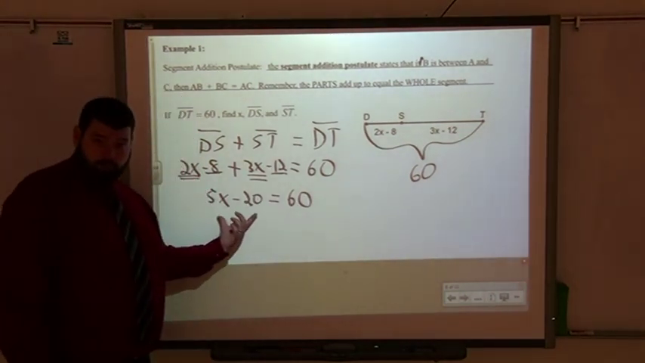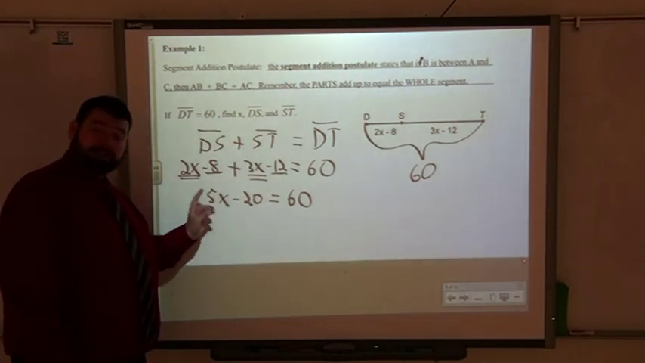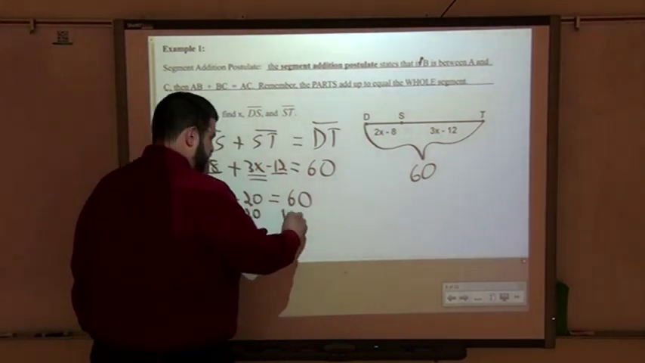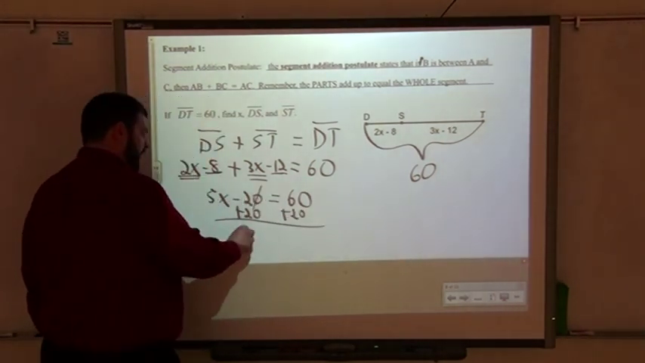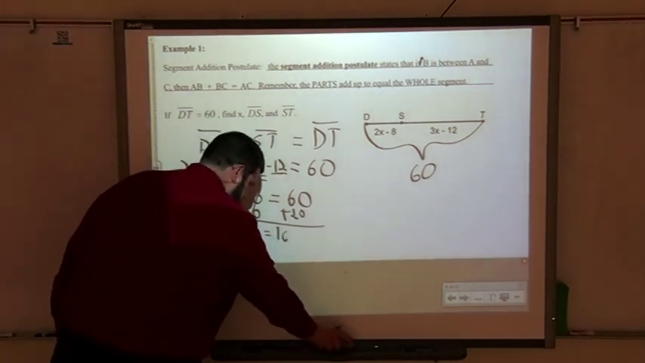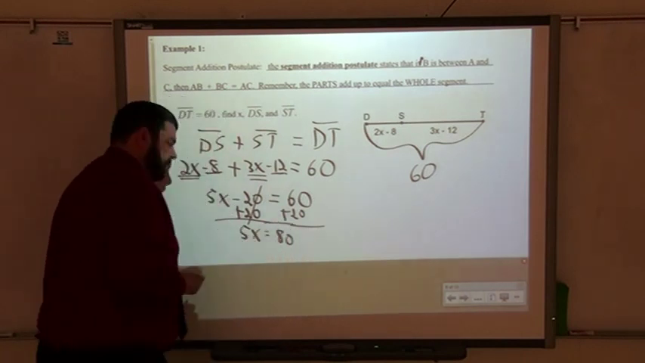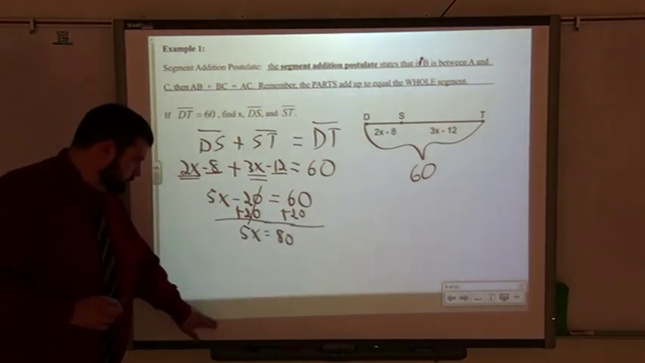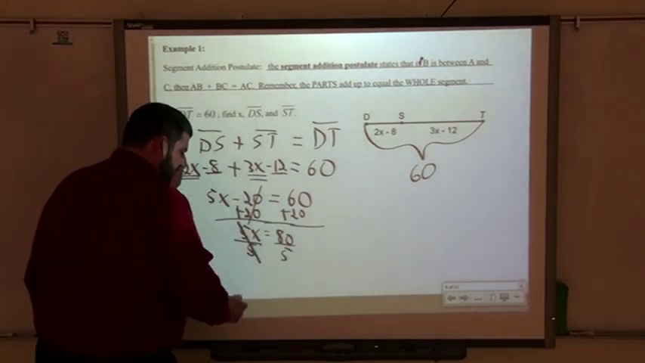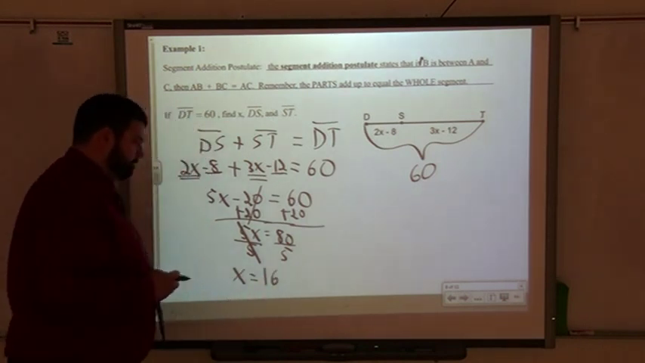Now it's a two-step equation. What do I move first? Well, I want to leave the x alone, and let's move that 20. So add my 20 to both sides. That goes away. I get that 5x equals 80. Now, I need to divide both sides by 5. And I get that x is exactly 16.